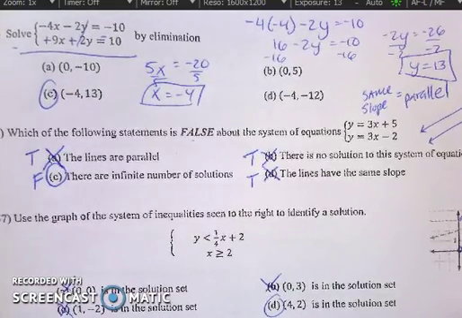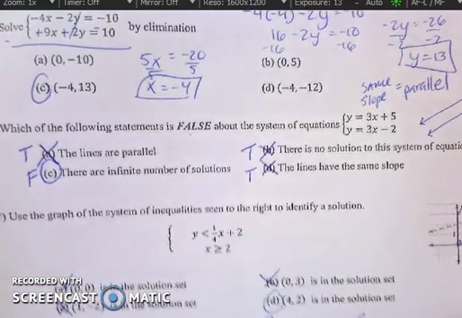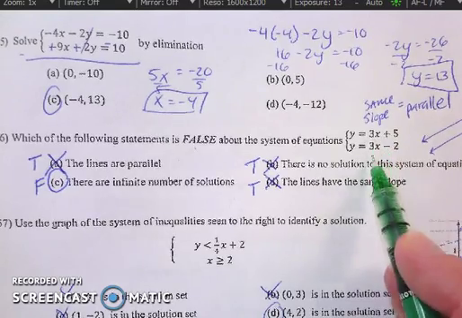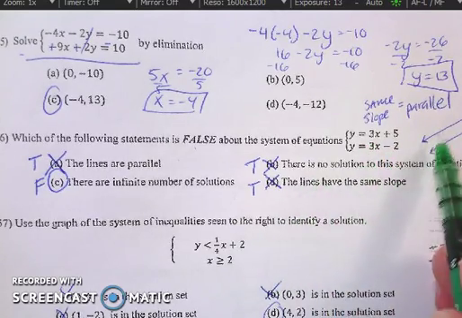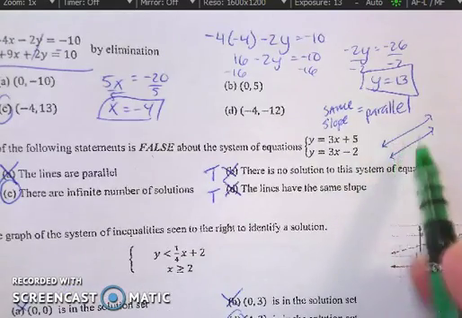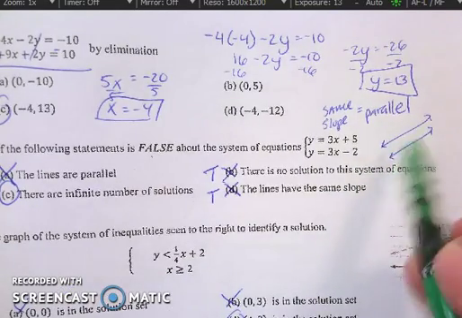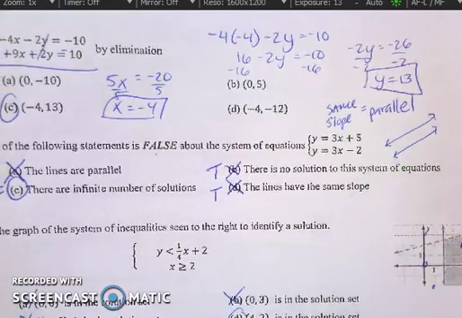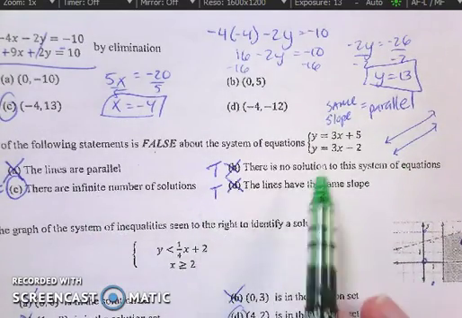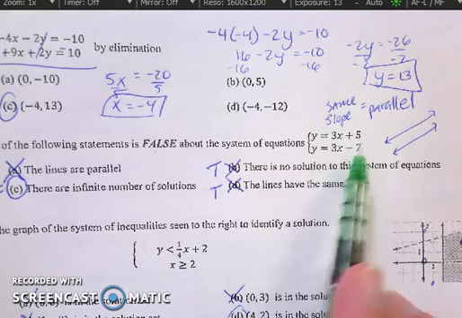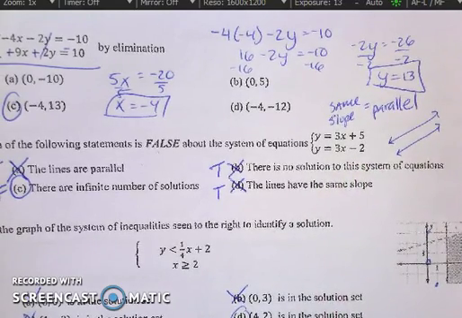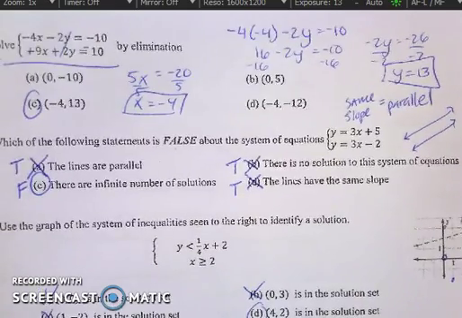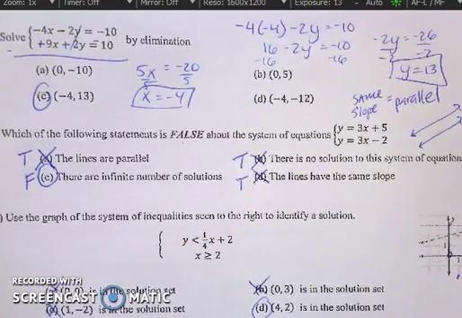56, which of the following statements is false about this? Well, the lines are parallel. That is true. They have the same slope. The lines have the same slope. That is true. There is no solution. Well, if they're parallel lines, they would look like this, which means they never meet, and that's where a solution is. So that is true. There's an infinite number of solutions. They're different lines. They're not the exact same. 5 and negative 2 are differences in them. So we know that the answer is C, the only false answer, which we were looking for.